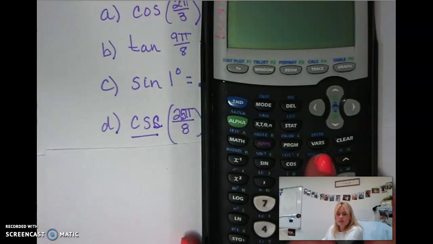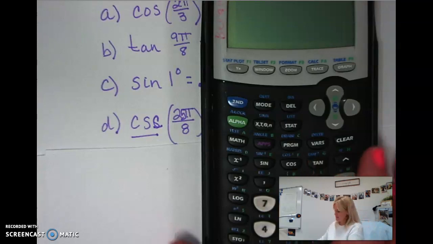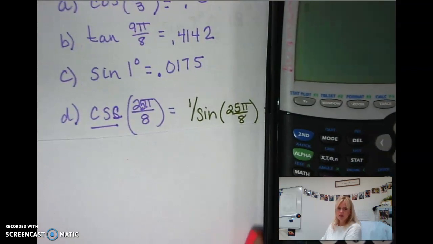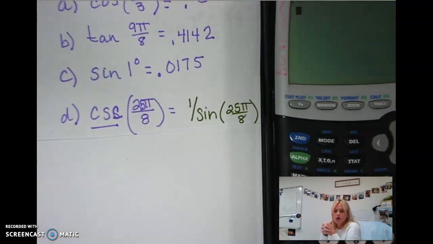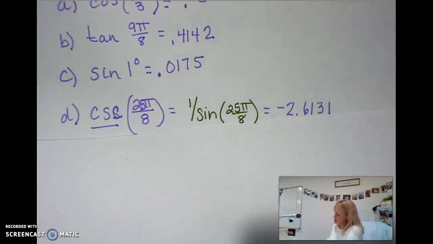So what I need you to do is think about cosecant. What is that the reciprocal of? It's the reciprocal of sine. So you're actually going to be entering into your calculator 1 divided by the sine of 25 pi over 8. So practice entering that in, and that will give you the same thing as cosecant. And if you've done that correctly, you should get negative 2.6131.